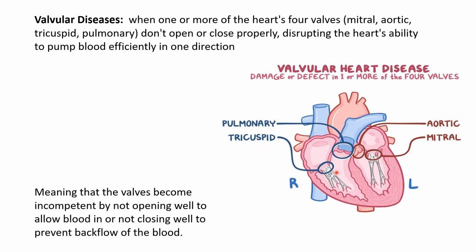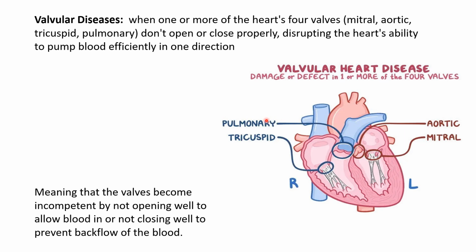Either damage or defect. This is the tricuspid valve. When it is damaged or there is a defect, then it doesn't open properly to allow blood into the right ventricle. Again, it cannot close properly to prevent backflow of blood into the right atrium. That is what it means, not able to open and close properly.